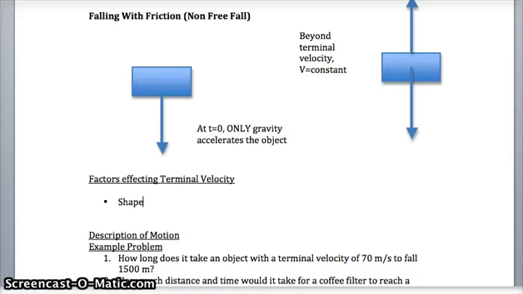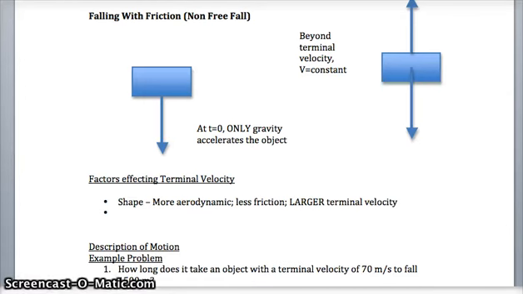One is shape. Basically, if an object is more aerodynamic, that is, the air flows around it more readily, then there's less of an effect of air friction. So more aerodynamic means less friction, and it means a larger terminal velocity.